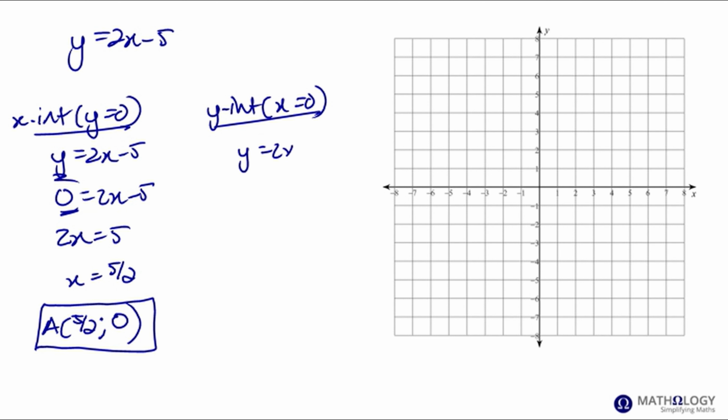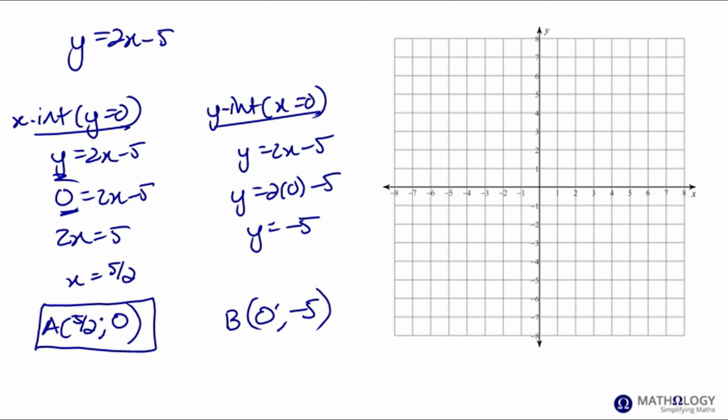So in the function, we are going to make x 0. So y equals 2 times 0 minus 5. y equals minus 5. As a point, we write x first and then y. The x was 0 and y is minus 5. It's a point, enclose it in brackets, and we're going to call this point B.